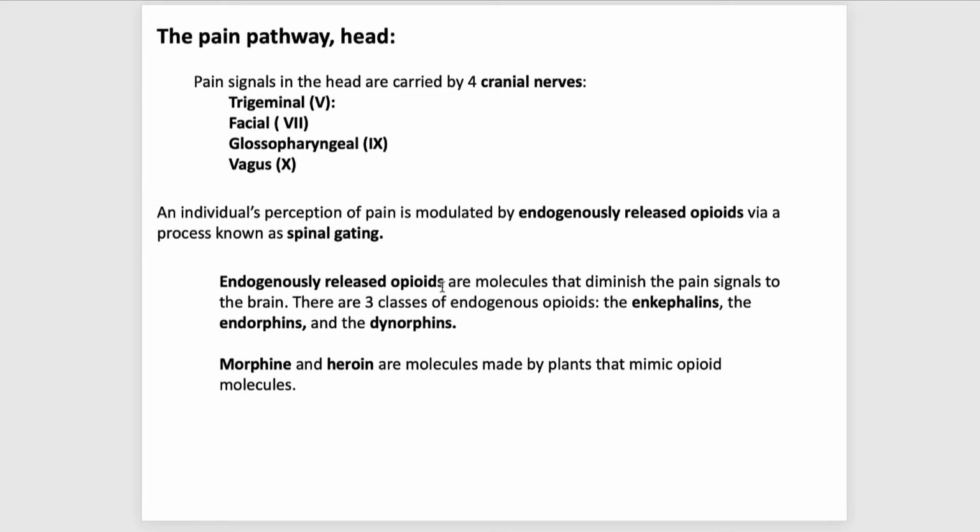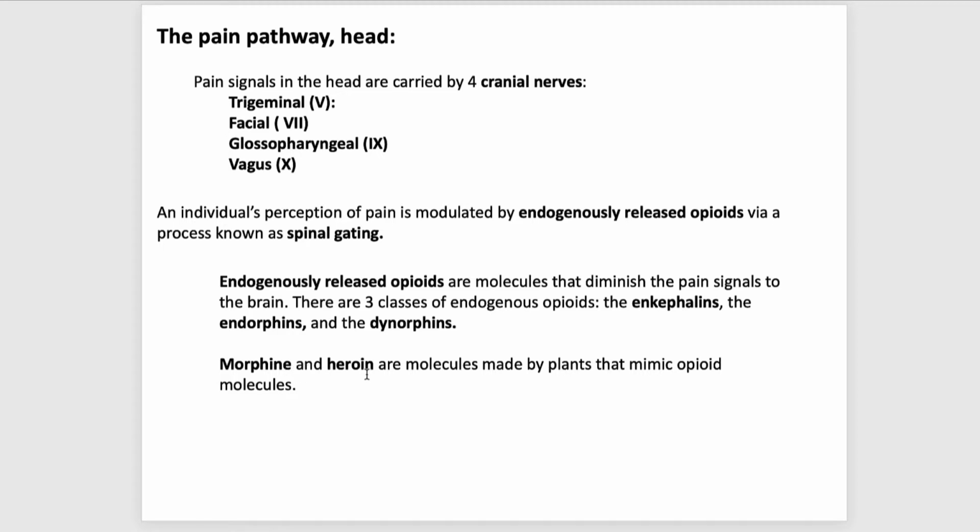And when you look at the world, it turns out that opium poppies make a mimic of this opioid molecule. This is morphine, and heroin is a derivative of morphine. So this plant makes these molecules, and they're called opioid molecules. They can come into the body, and when they do, they bind the receptors for enkephalins, endorphins, and dynorphins.